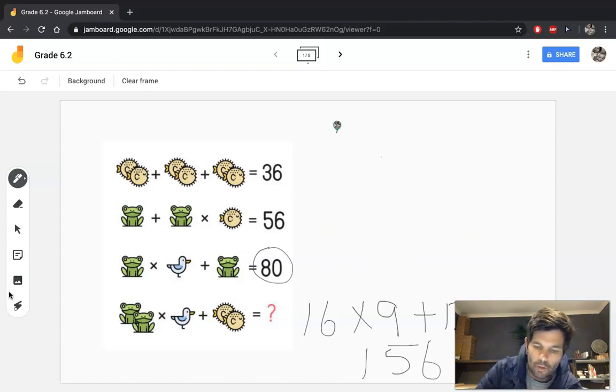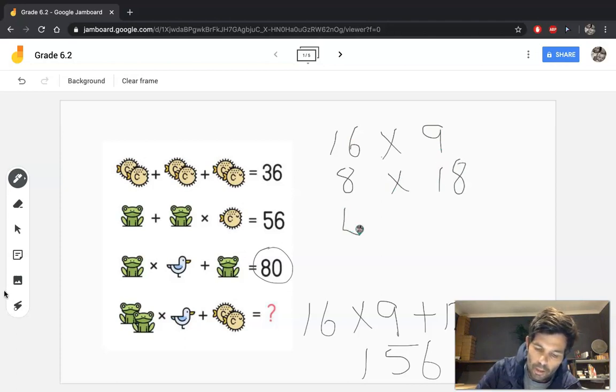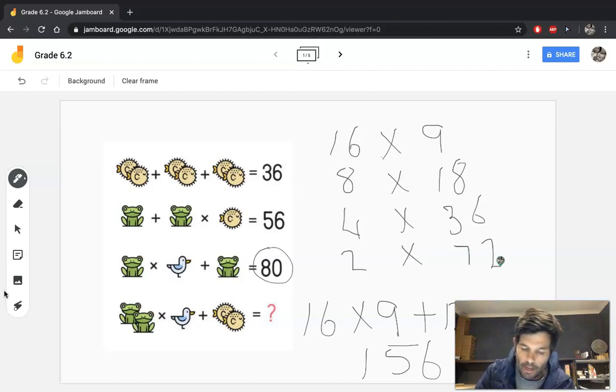Remember last week we spoke about the doubling and halving method. So I can halve 16 to 8. I can double 9 to 18. I can halve 8 to 4. I can double 18 to 36. I can halve 4 to 2. And I can double 36 to 72. Okay. And then 2 times 72 is 144. And then I need to add the 12, and that's going to give me 156.